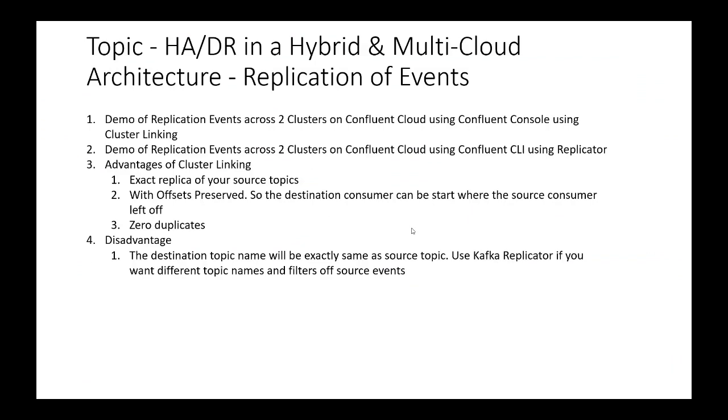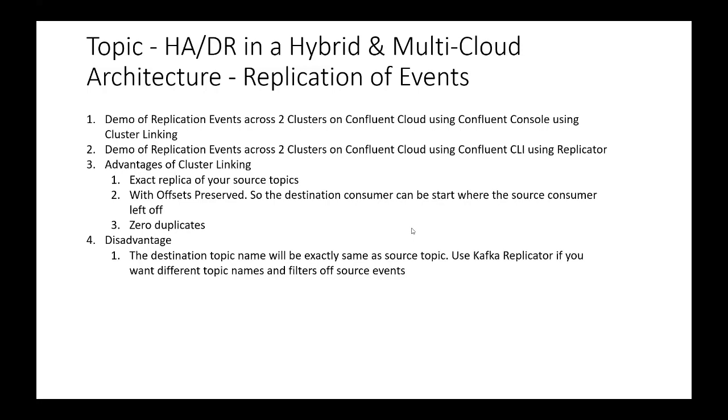Now we'll see a more sophisticated setup of high availability where clusters exist across networks or even across different clouds and across even on-prem and cloud. So I'll be using the concept called cluster linking, where you link two clusters as a source cluster and a target cluster.